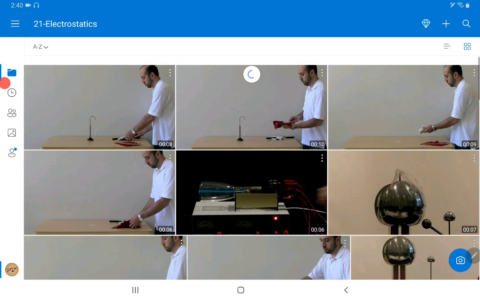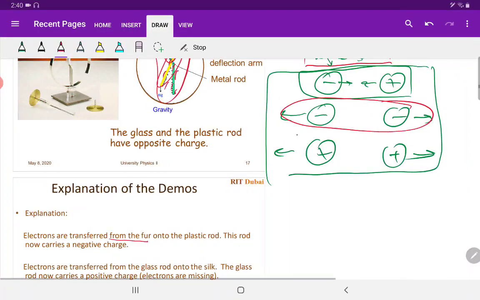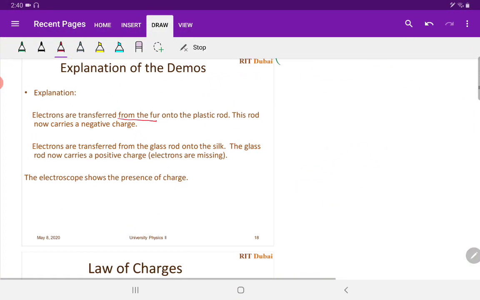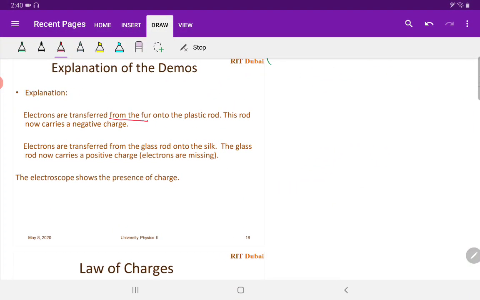Okay, it looks like this video finished before. Okay, now let's go back to our explanation. Electrons are transferred from the viewer onto the plastic rod, and this rod now carries a negative charge.